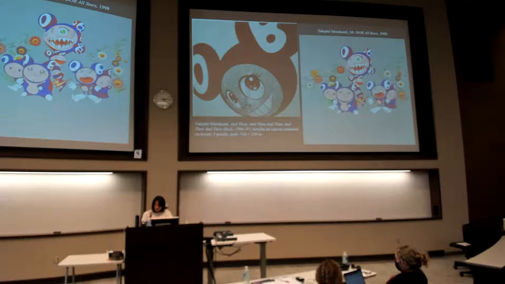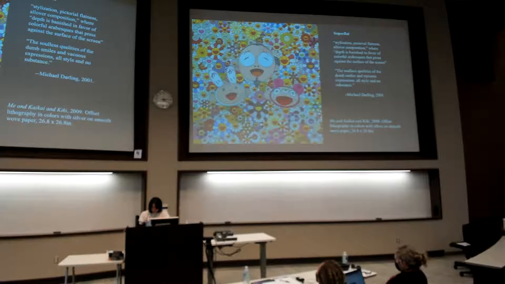He describes this kind of aesthetics as superflat, which plays with the modernist obsession with the flattened pictorial space and all-over composition, which is used to describe Jackson Pollock's paintings, as well as the commercial culture's lack of depth.